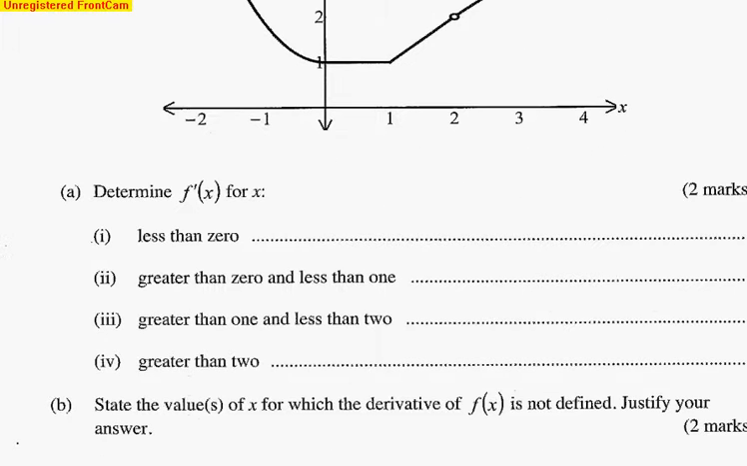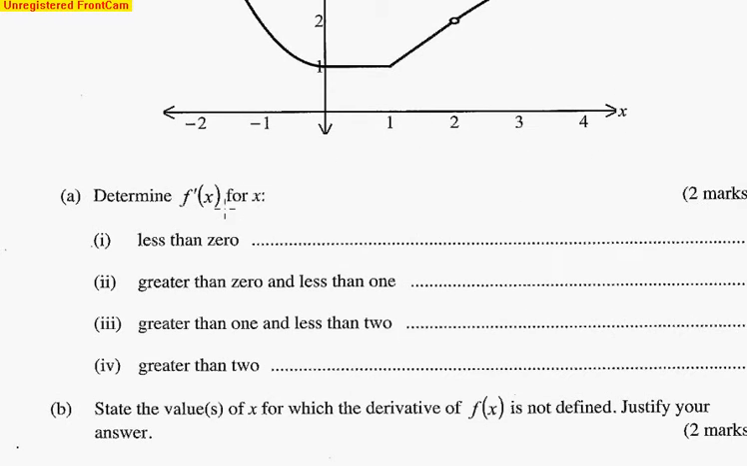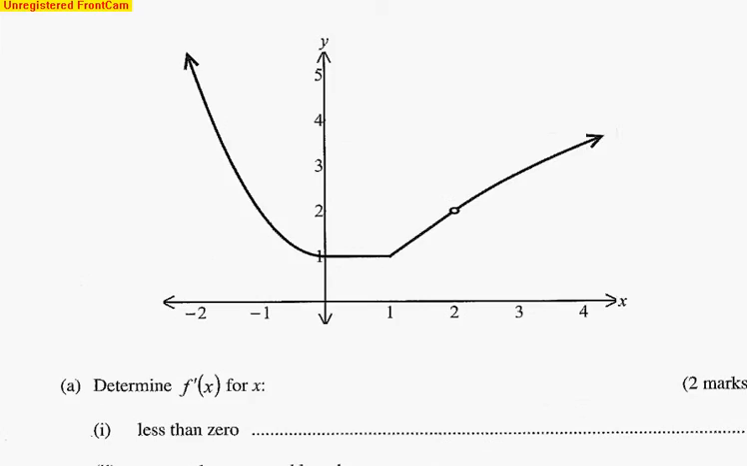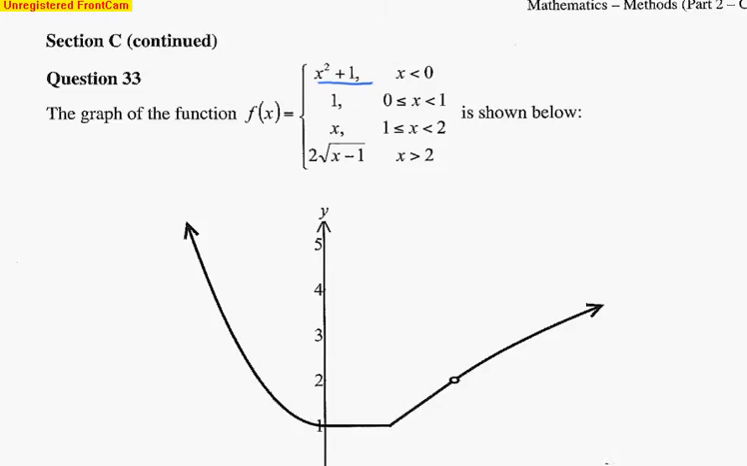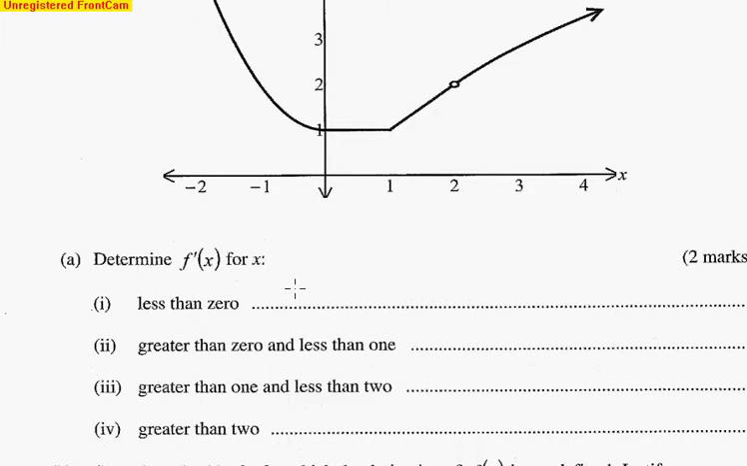Part A: determine f dash of x, or the derivative, for the first part when x is less than 0. Less than 0 is this first one here, and the derivative of that is just 2x. That looks pretty straightforward.